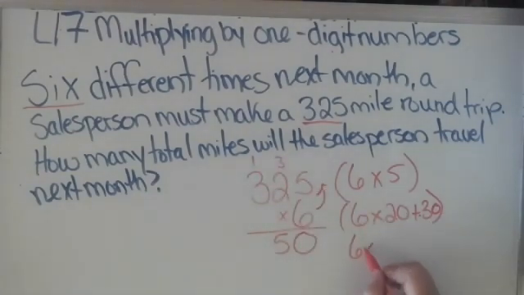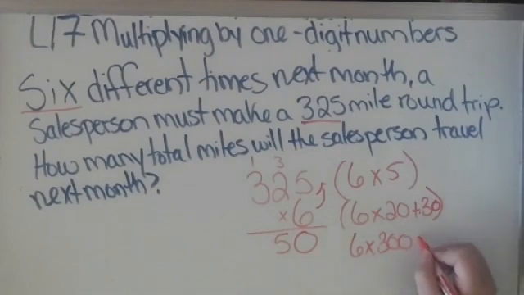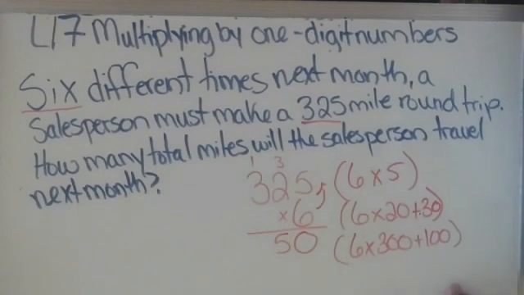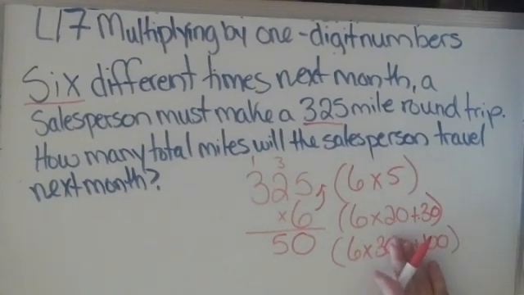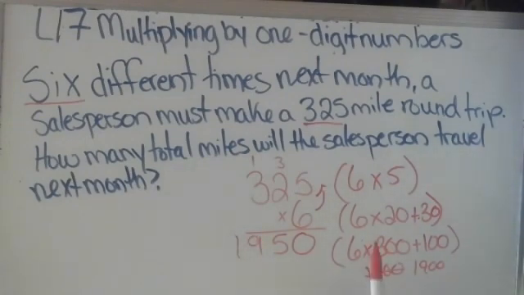So we now have 6 times 300 plus 100. 6 times 300, I can cover both zeros and just do 6 times 3. 6 times 3 is 18. Add 2 zeros, that's 1,800 plus 100 would give me 1,900. So that's 19 there.